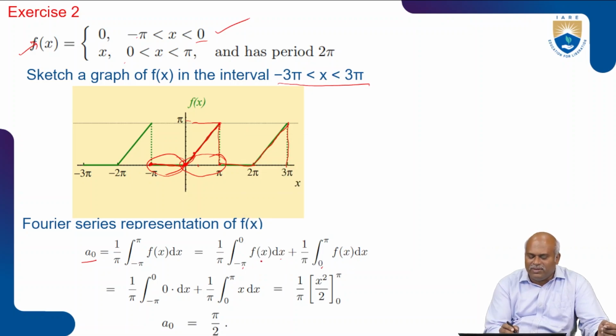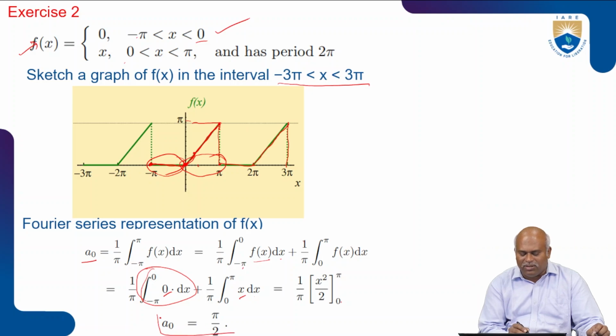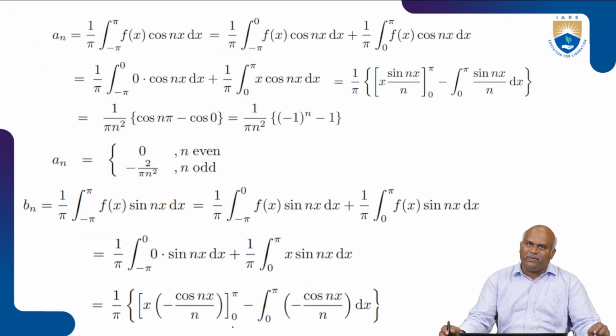Then this value is represented as 0. Here I substitute 0, and here it is represented as x. So the entire first portion is 0. Only the remaining portion is present. If we integrate x, that is x square by 2. We substitute the limits 0 to pi. Then finally we get a0 equal to pi by 2. And in the same way we also need to find b0.